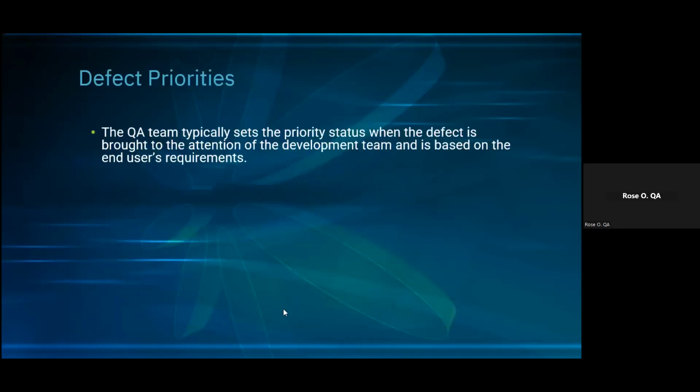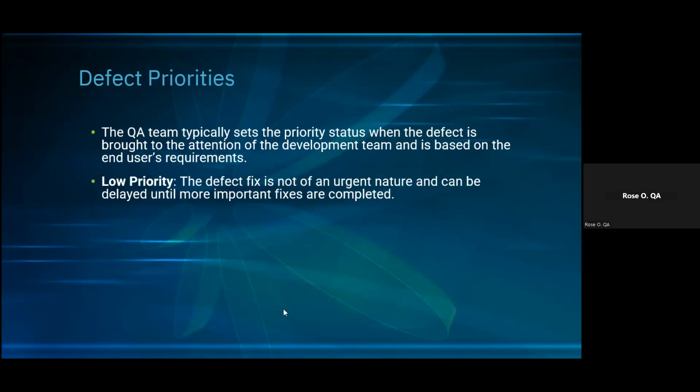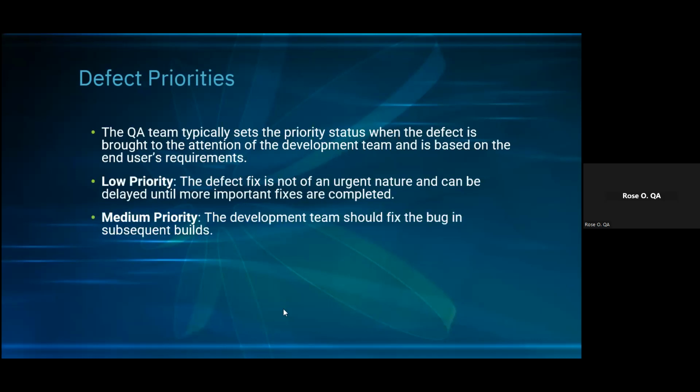The QA team typically sets the priority status when the defect is brought to the attention of the development team, and it is based on the end user's requirement. So look at it now. In priority, these are the states that you can get. Low priority: the defect is not of an urgent nature and can be delayed until more important fixes are completed. Medium: the development team should fix the bug in a subsequent build.